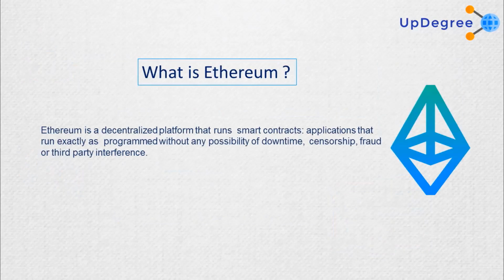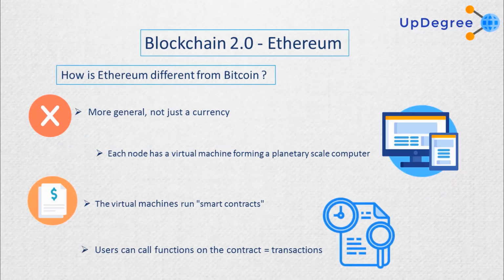So what is Ethereum? Ethereum is a decentralized platform that runs smart contract applications exactly as programmed without any possibility of downtime, censorship, fraud, or third party interference. Understand this: first, it is a decentralized platform, and it runs smart contracts. It also has applications that run like any other web applications without any downtime, censorship, fraud, or third party interference.